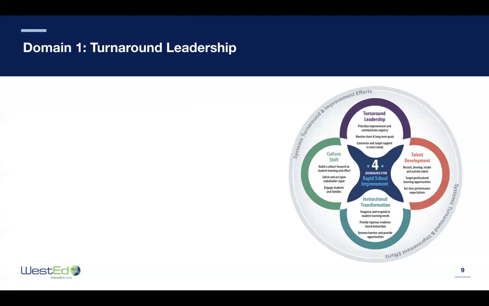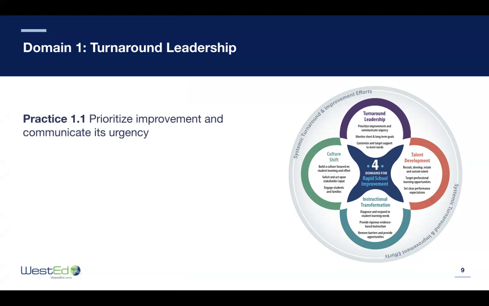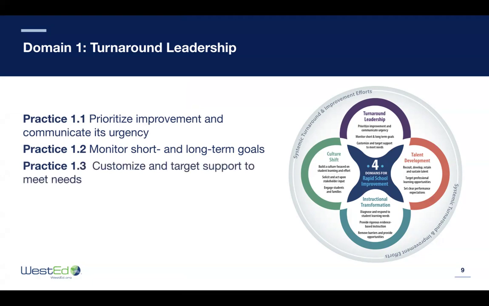Domain 1, turnaround leadership. Practice 1.1, prioritize improvement and communicate its urgency. Practice 1.2, monitor short and long-term goals. Practice 1.3, customize and target support to meet needs.